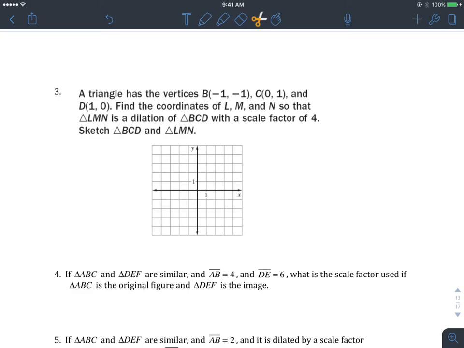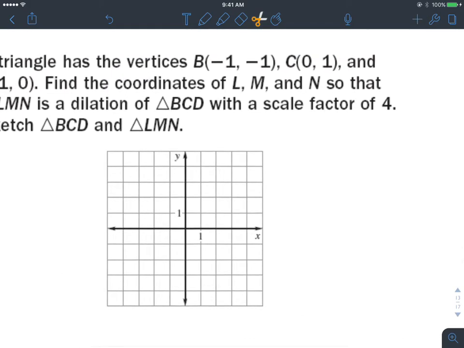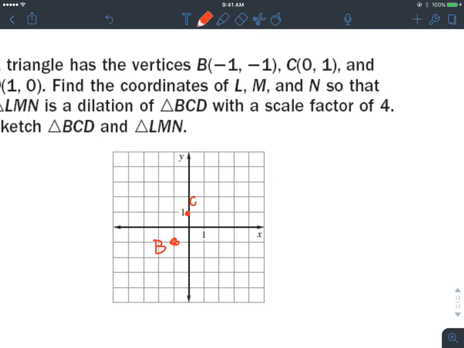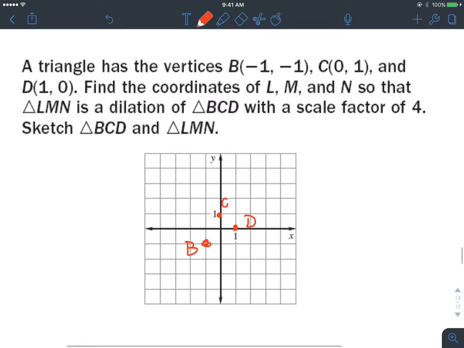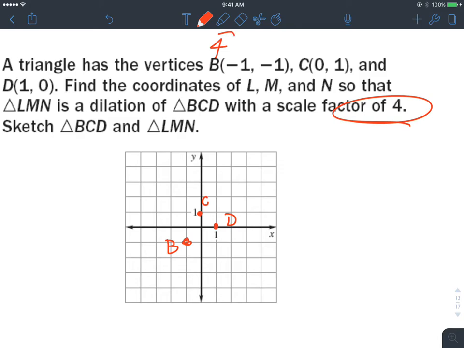So I guess this next one here, a triangle has these vertices here. Find the coordinates of LMN, so that LMN is a dilation of BCD with a scale factor of 4, and then sketch both of those. So -1, -1, that's for B. There we go. So there's B, C is 0, 1. And then you have 1, 0 there for D. So I guess we're going to take that. We're going to do a scale factor of 4. Essentially, that just means multiply 4 times everything.